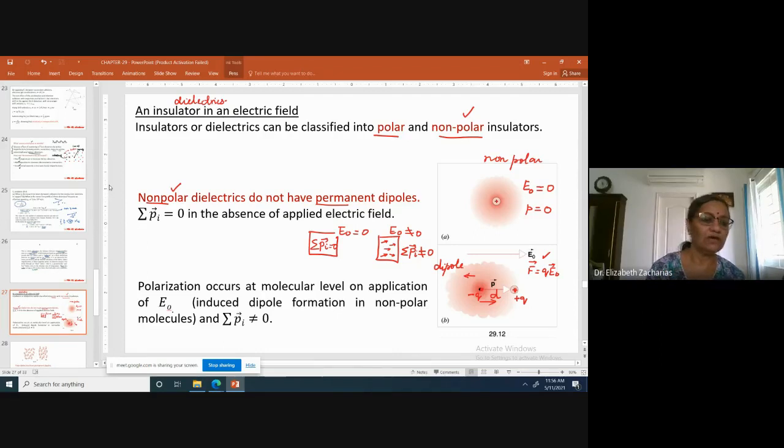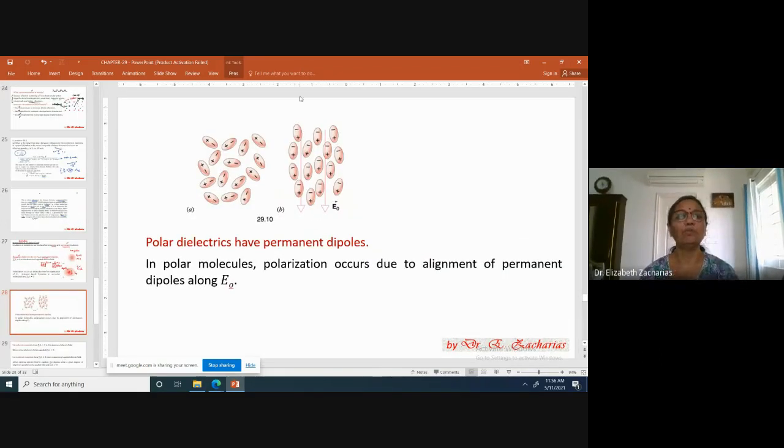Okay. Now let us go to the next class of dielectrics. These are called polar. And what are polar dielectrics? Polar dielectrics will have permanent dipoles. The best example would be water, H2O. There is a molecule here. There is a negative charge here and a net positive charge on this side separated by a distance. This is a permanent dipole.